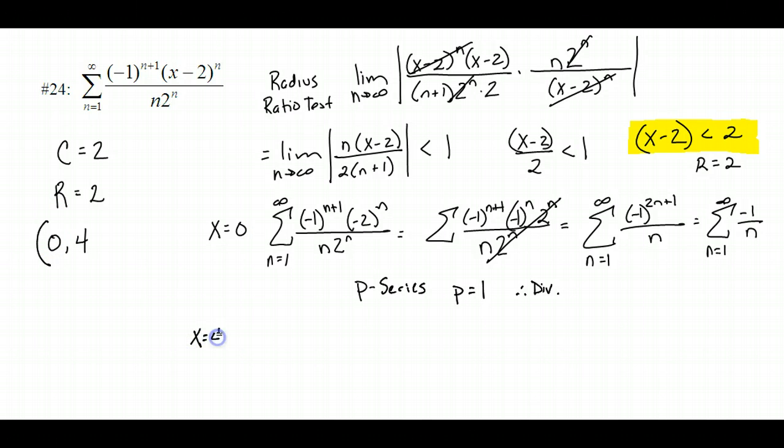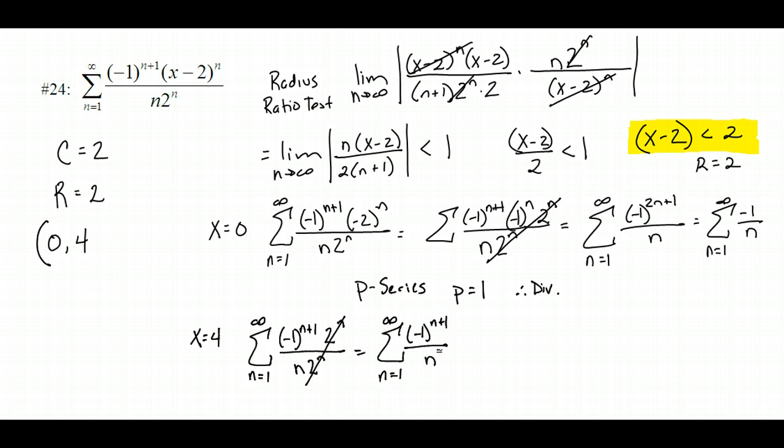We get to test what happens if x is equal to 4. So we have our summation from 0 to infinity. We keep the negative 1 to the power of n plus 1. If x is 4, plug it in. 4 minus 2 is 2. We have 2 to the power of n, divided by n times 2 to the power of n. Those things nicely simplify out, leaving us with the summation from 1 to infinity, negative 1 to the power of n plus 1 divided by n.